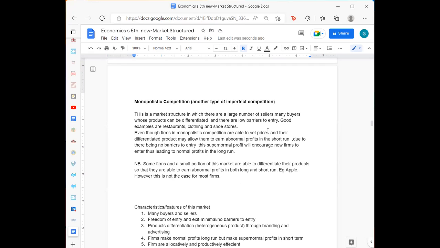So you might say it sounds similar to perfect competition. Where's the difference? The difference is that here it is a differentiated product. This is the biggest difference, right?